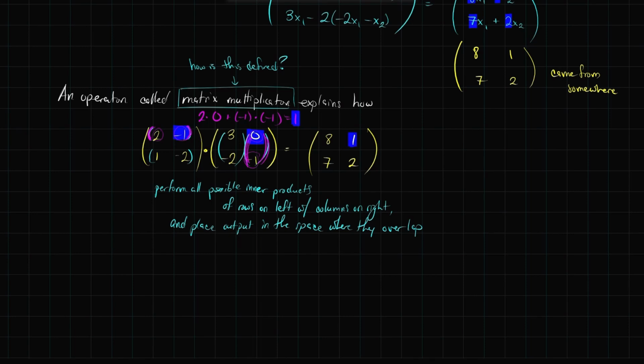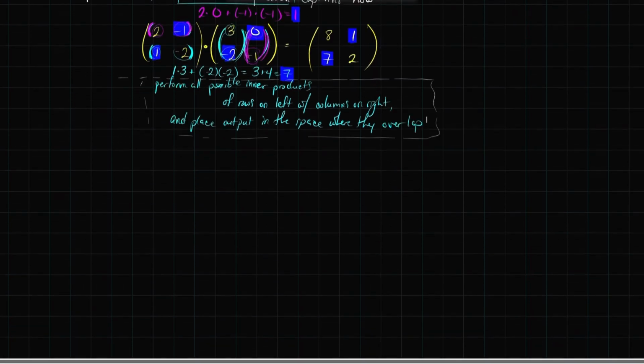And then I can repeat, right? So suppose I repeated with my bottom row and my first column. My bottom row inner product my first column would be 1 times 3 plus negative 2 times negative 2. And I'm going to get 3 plus 4, which is 7. I'm going to look at where they overlap, and they overlap right at the 7, and so on. So this is what we're going to do. It's going to be what I've just circled. And that's going to define matrix multiplication for us.